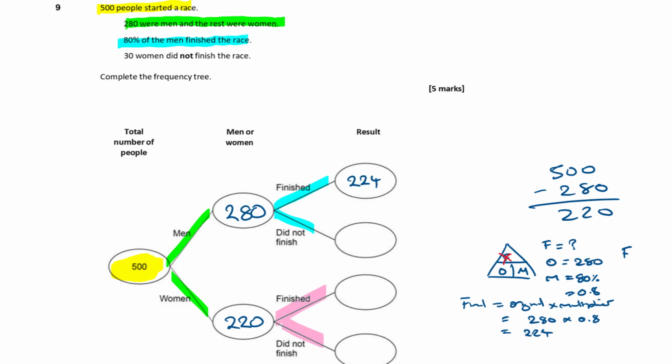So presumably the rest didn't finish the race, isn't it? So I've got 280 men, less the 224 who did finish. What's that then? That leaves me with 56. So that's got to be 56 in that box there. And then finally, what happened with the women? 30 women did not finish the race, so I know that must be 30 down there. So then the box up here must add together with 30 to give me 220, because there are 220 women altogether. So that one must be 220 minus 30. It's going to be 190 in there.